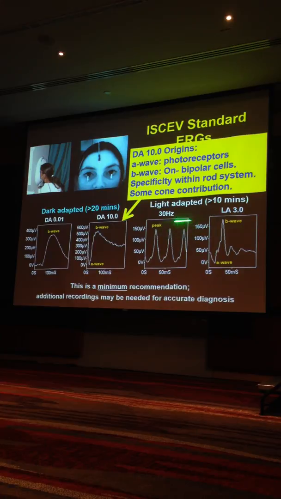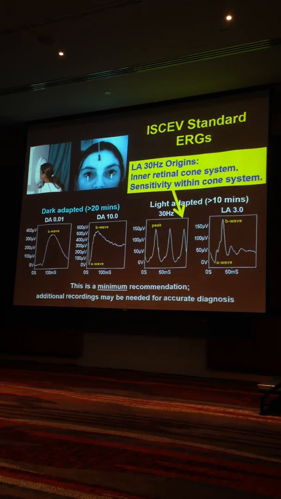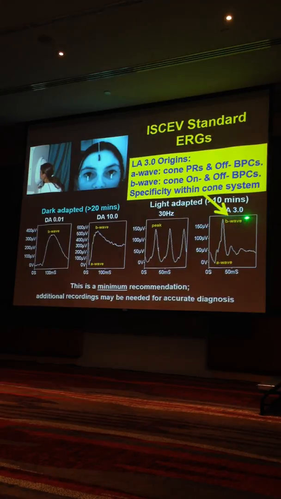We then bring the patient back up to photopic conditions by turning on a light in the back of the Ganzfeld bowl, and we flash a light at 30 times a second. The temporal resolution of the rod system is poor, so this is a cone-driven response, and arises at an inner retinal level, so it gives sensitivity, not specificity. And then we use a single flash cone ERG, so there's a rod-suppressing background with a flash on top of that, and now we have a cone A wave coming from the cone photoreceptors and off bipolar cells, and the B wave, a synchronized response coming from cone on and off bipolar cells.